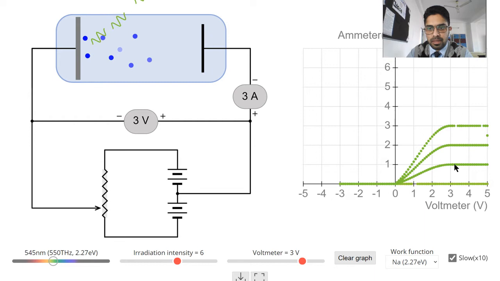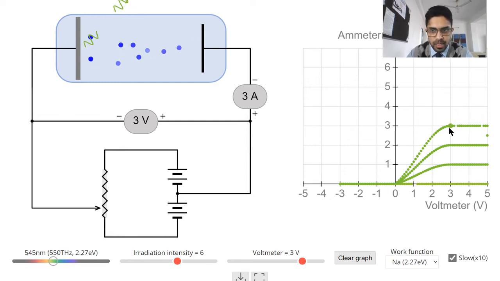Like first, in this case, the maximum current was 1 ampere. Then we made the intensity 4 times, intensity was equal to 4, and we get a maximum current of 2 ampere. Now when the intensity is at 6, maximum current is at 3 ampere. So this was the experimental result that scientists got when they did experiments on this photoelectric emission.